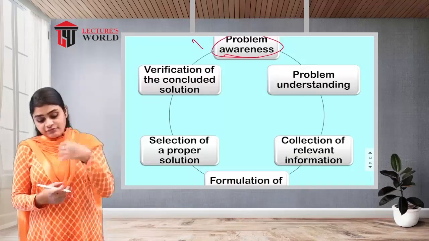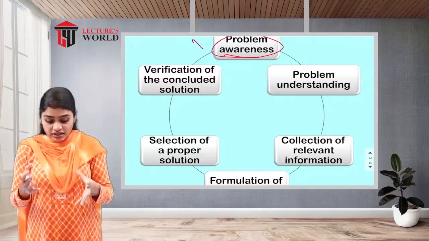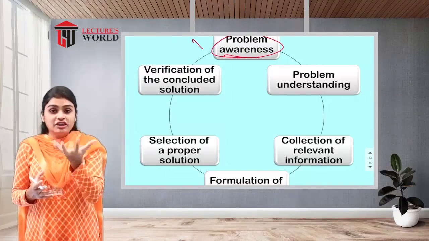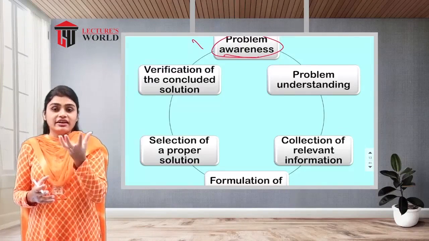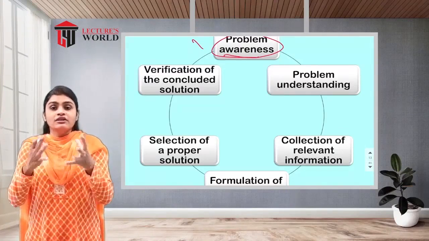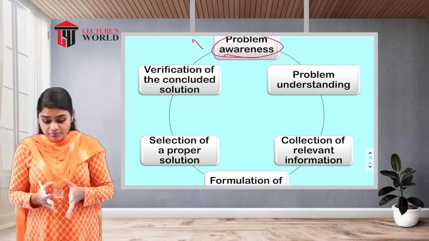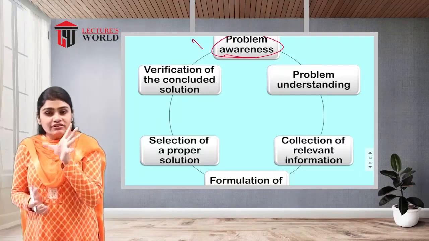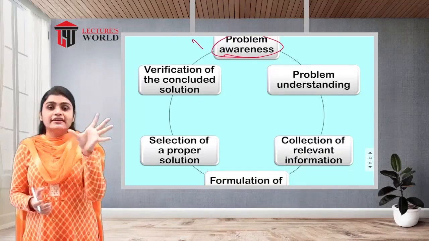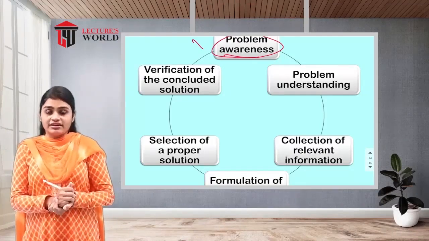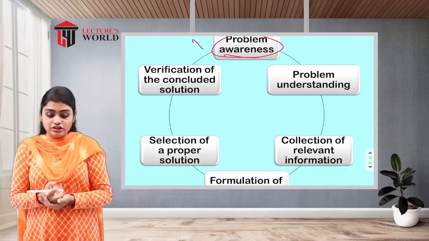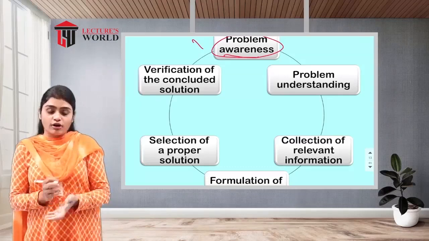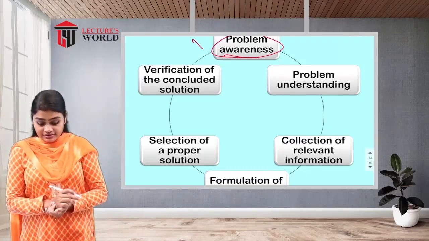So in the first step, we are going to be aware of the problem, what the nature of that particular problem is, what that problem is telling us. First we need to be aware of that problem. So that is your problem awareness. We have to define that problem, what exactly that problem is. From the different sources, we need to identify what exactly this problem is.